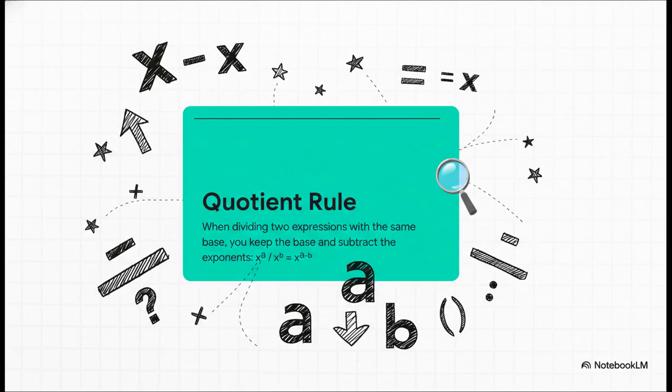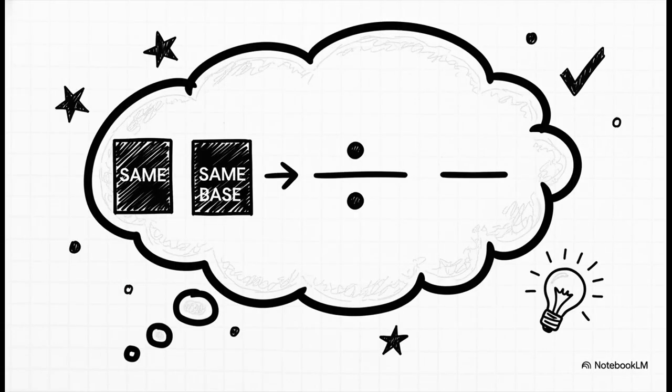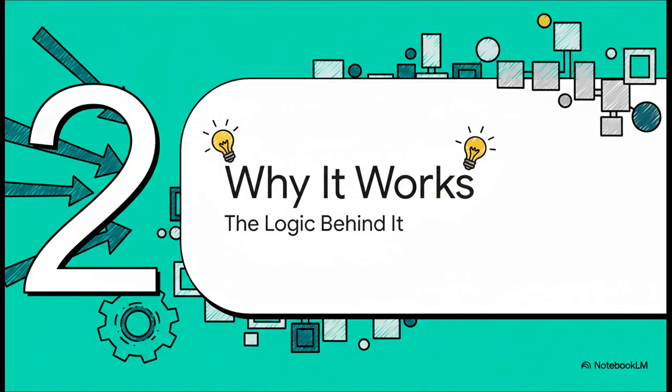Seriously, that's it. Let's just boil that down one more time. If you see the same base on the top and bottom of a fraction, and you're dividing, your brain should immediately go, oh, subtract the exponents. That is the number one thing to remember. Now you could just memorize that rule, and you'd probably be fine. But the real power, the thing that makes it stick, is understanding why it works. When you get the why, you'll never, ever forget the how. So let's pull back the curtain and see what's really going on.